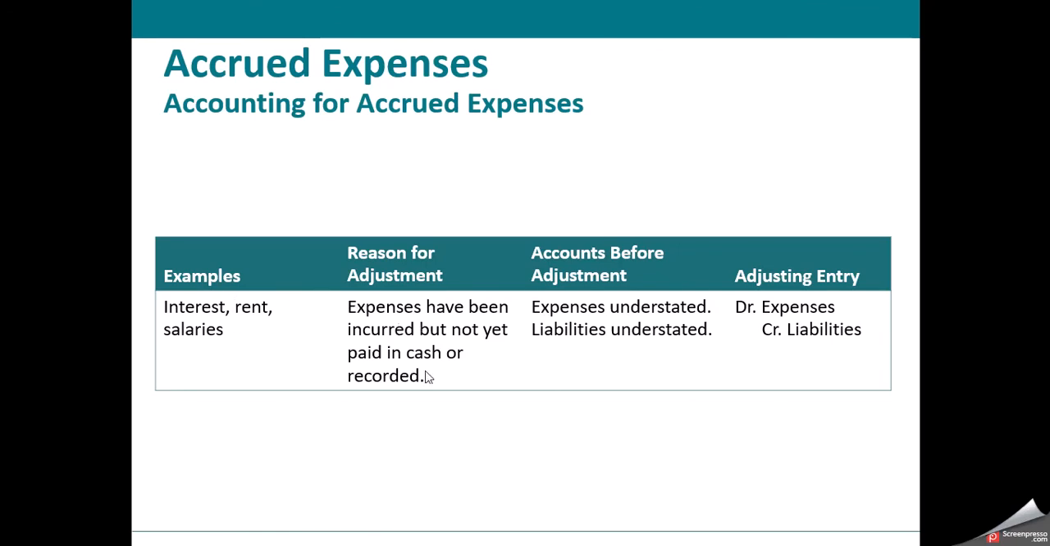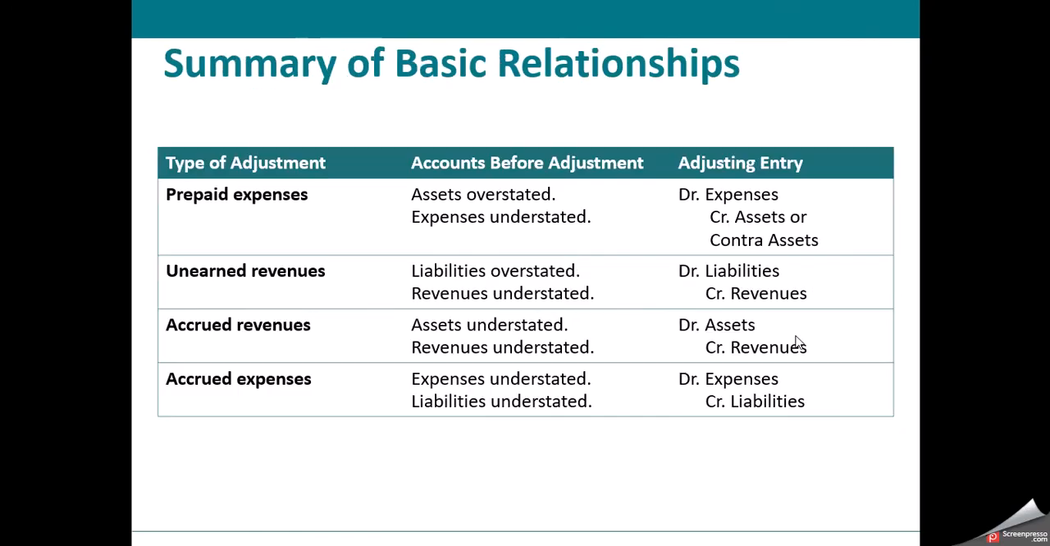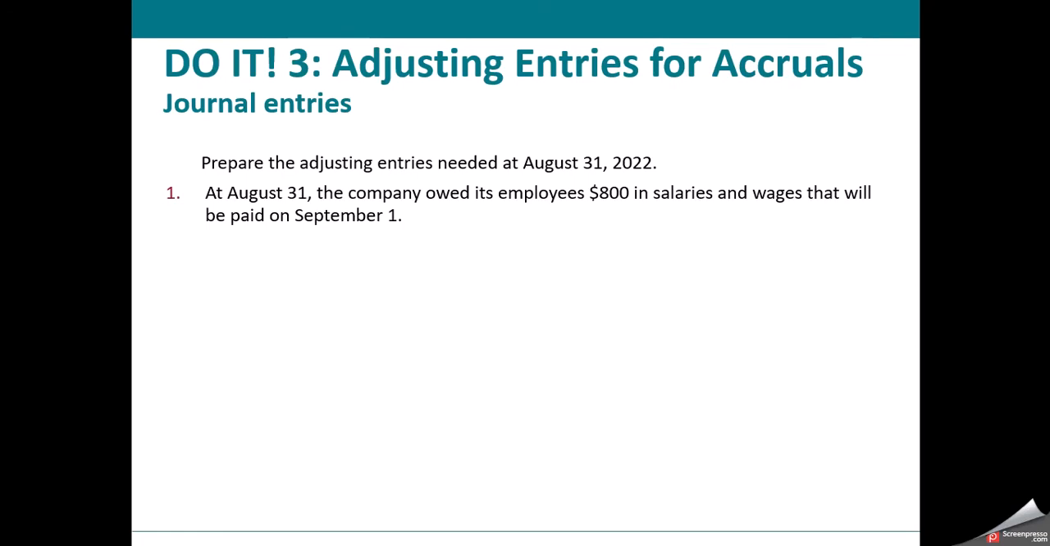So again, those are our examples. Again, we know expenses that have been incurred but have not been paid or shown as a liability. Our expenses are understated, our liabilities are understated. So our entry is to debit expense and credit those liabilities. Again, a nice summary. So it's always good to go back to these because you will have test questions that ask you these relationships. So it's good to understand those.